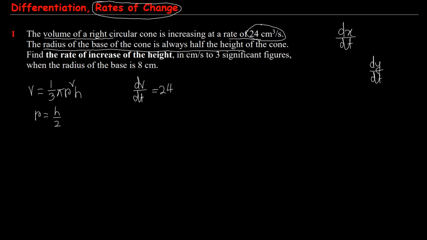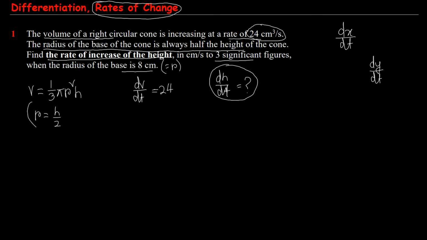This relation always holds in this equation. And our keyword in the question is the rate of increase of the height. It means they are asking for dh by dt. Rate of change of height. That is our goal, to find dh by dt. They ask this when the radius of the base is 8 centimeter, this is the value of r. Though this is the equation relevant to the rate of change of height, we need to convert the whole equation in terms of h first.